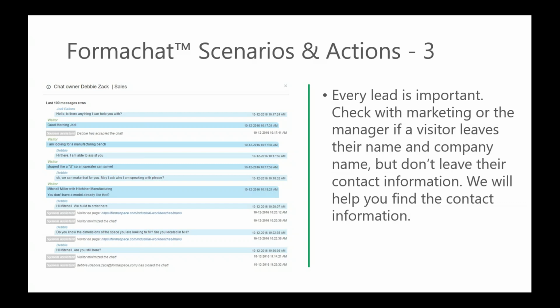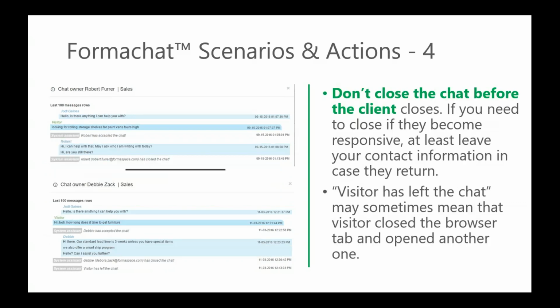And let's say you have a very good conversation with a visitor who's asking for a product, but somehow they got disconnected. If you have the name and the company, please do check with marketing. We can easily find that contact information for you, and then we can create a lead with that. So just keep that option in mind.